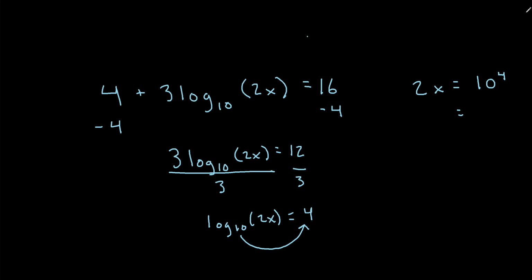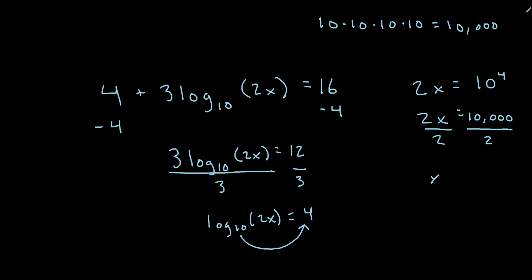So 10 to the 4th, that's 10 times 10 times 10 times 10. So 10 times 10 is 100, times 10 is 1,000, times 10 is 10,000. Okay, so we have 2x is equal to 10,000. And to get x all by itself, we just need to divide by 2. So we'll divide both sides by 2. x is equal to 10,000 divided by 2 is 5,000. That is our final answer.